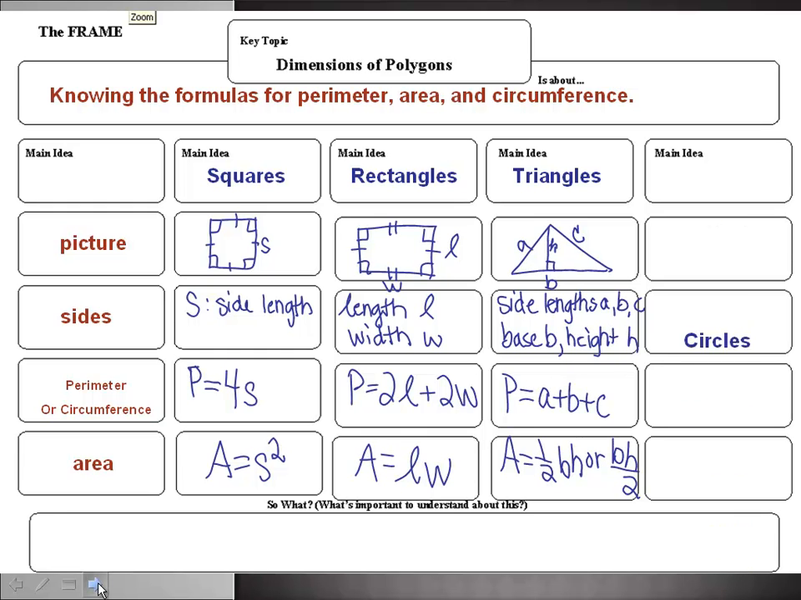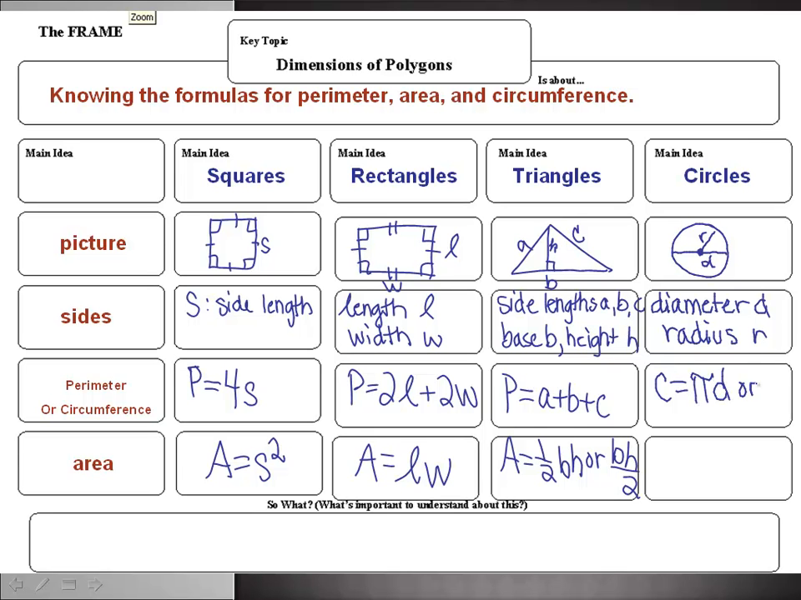The last main idea here is circles. We all know a circle looks like this. All the way across is the diameter, and then coming just halfway across is our radius. So we have our diameter, D, and our radius, R. For a circle, we do circumference. And circumference of a circle is pi times diameter, or you might remember 2 pi times the radius. Your area for a circle is pi times your radius squared.